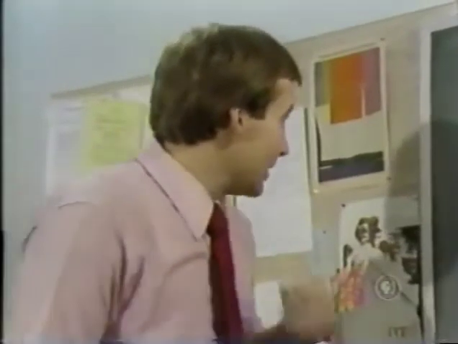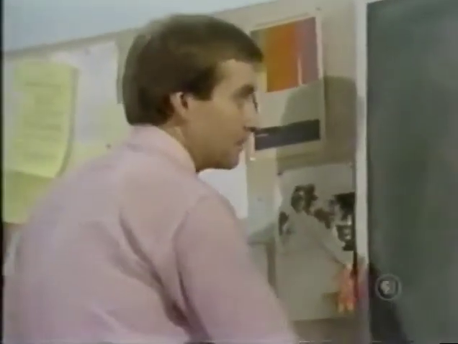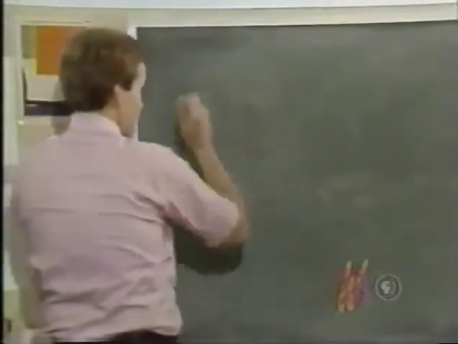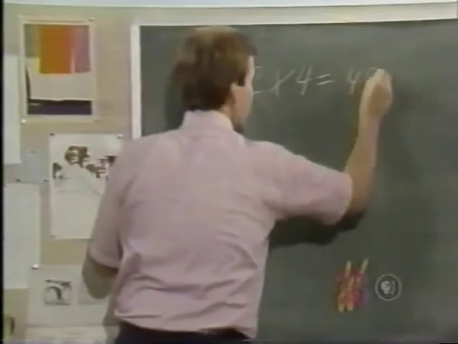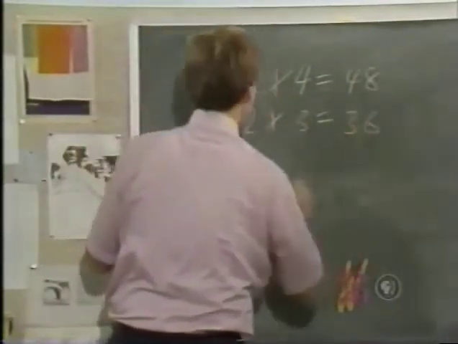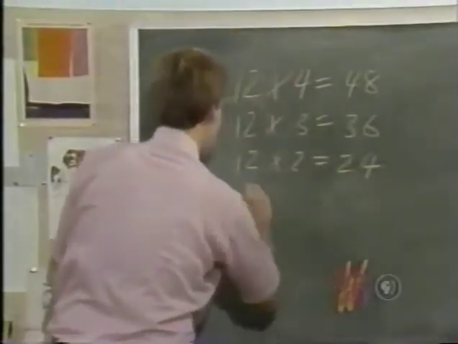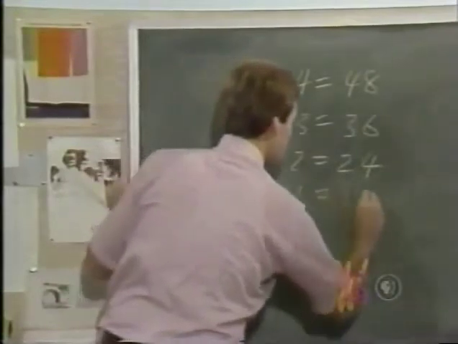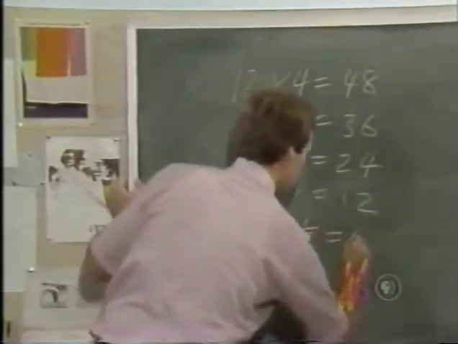You know, most people, when they multiply with whole numbers, have an idea what the answer is going to be. But they can't do that with fractions. Yes, I suppose you're right. I know I'm right, too, but I think I should do this by example. Should make it a little bit clearer. So we have 12 times 4 equals 48. 12 times 3 equals 36. 12 times 2 equals 24. 12 times 1 equals 12. And 12 times 1/2 equals 6.